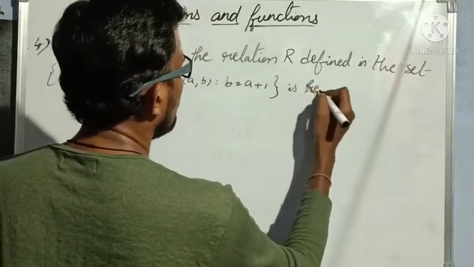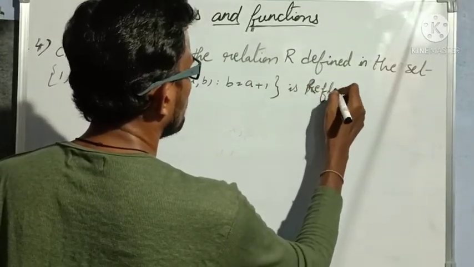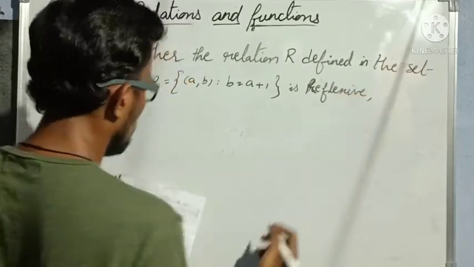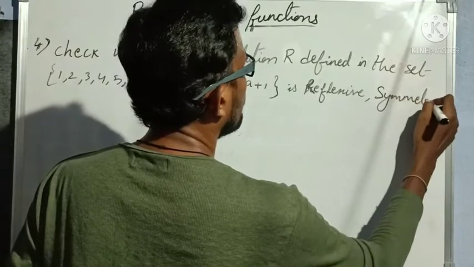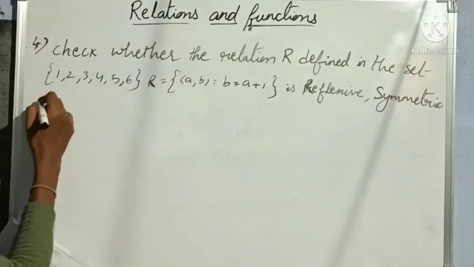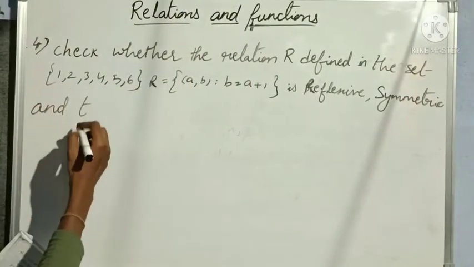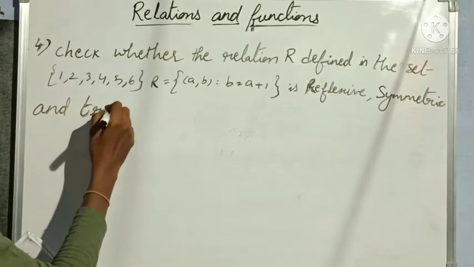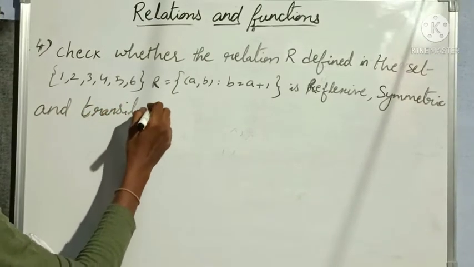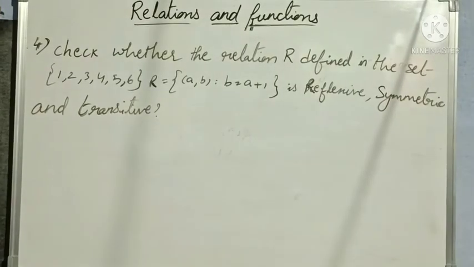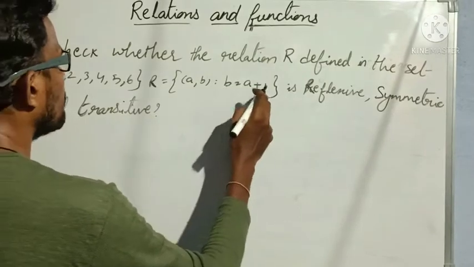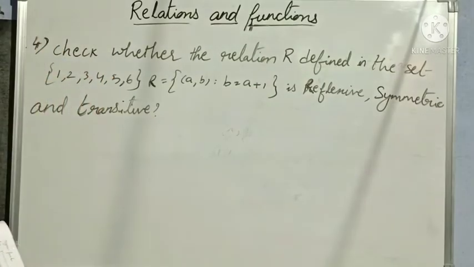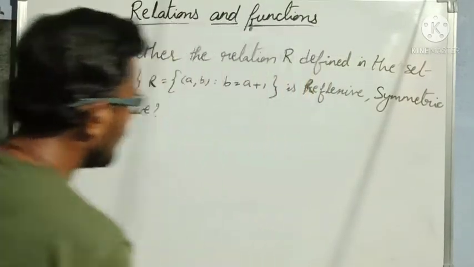So all three types of relation we have to check, that is reflexive, symmetric and transitive. Okay, check whether the relation defined in the set 1, 2, 3, 4, 5, 6, R is equal to A comma B such that B is equal to A plus 1, is reflexive, symmetric and transitive. So first let us write this relation in set builder form.